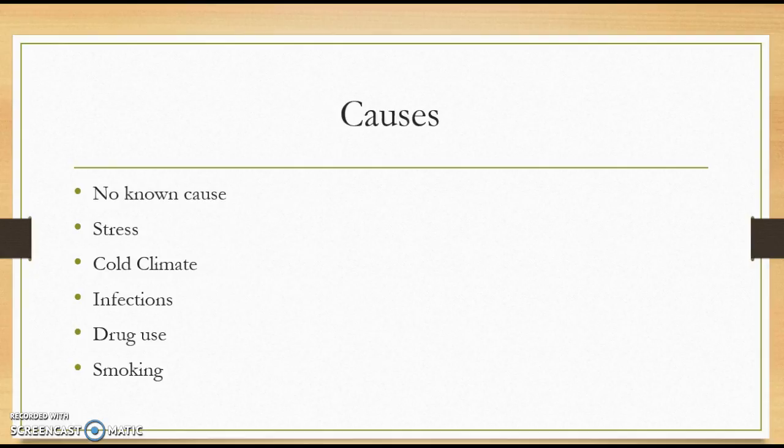Causes: there is no known cause yet, but there are studies being done on families who have a history of psoriasis. And they are finding that these individuals have a certain human leukocyte antigen that may cause the overproduction of skin cells. But other causes that can be related to psoriasis are stress, cold climates, psoriasis often appearing in infected areas, and drug use and smoking.